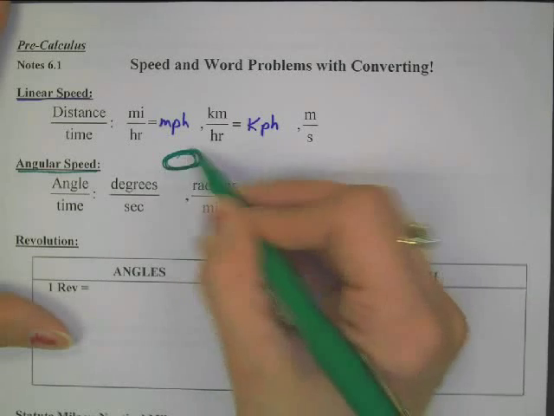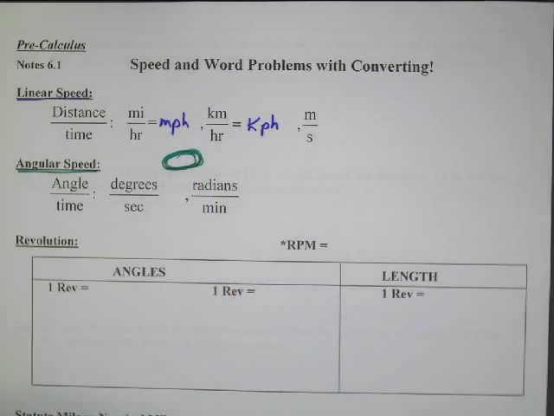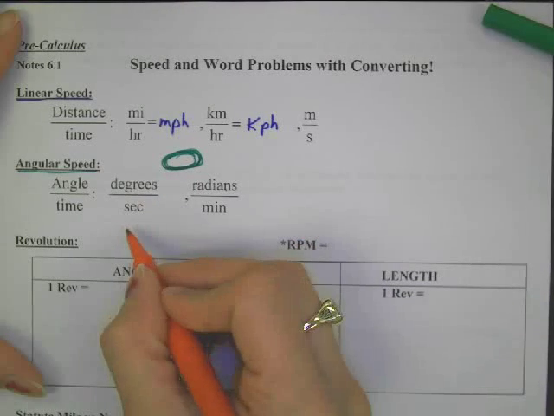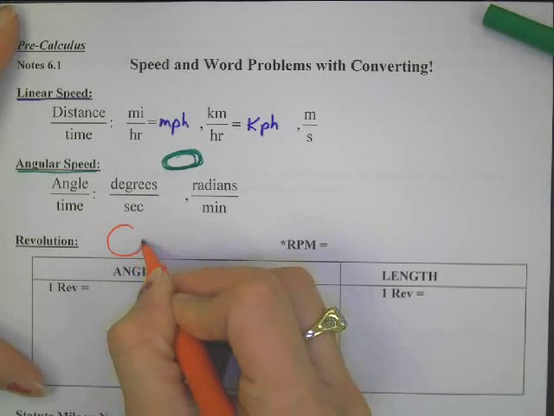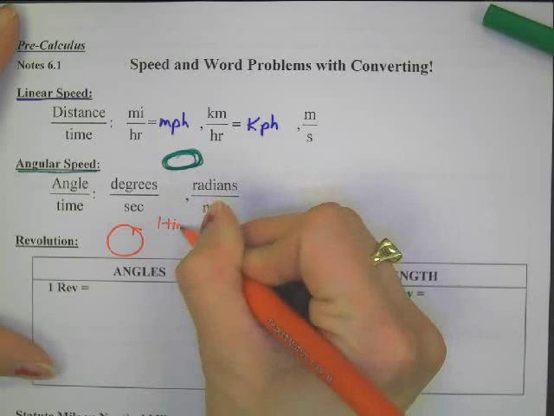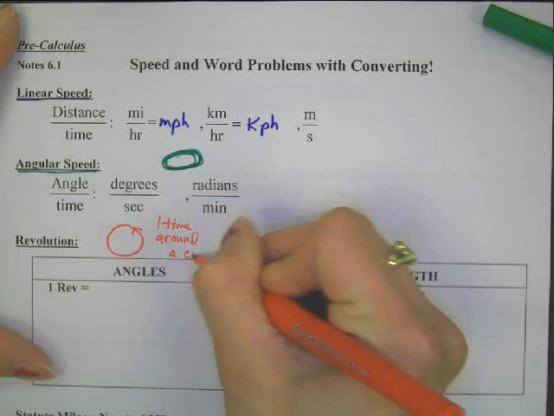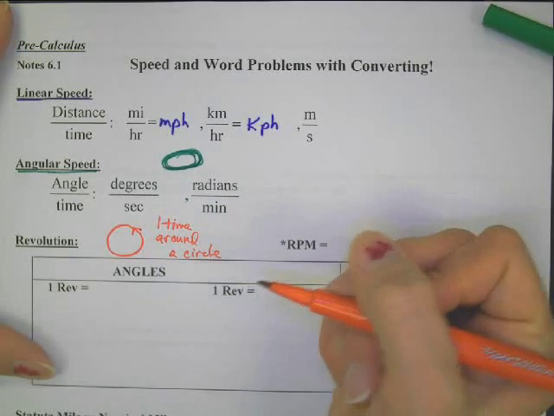Okay, so you're going round and round. That's pretty fast, but you're not getting anywhere. You're just doing angles. Okay, let's talk about a revolution. In terms of a circle, if you go once around, that is a revolution. One time around a circle.